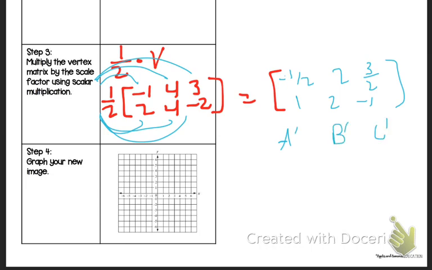Then we just graph them. So A prime is negative 1/2, 1. So back 1/2, up 1, so about right there. That's pretty good actually. Okay, 2, 2, right there. And then 3 halves is 1.5, and down 1. So A prime, B prime, C prime. And you can see it is now a much smaller triangle. So our triangle is shrunk in half, well, by a scale factor of half. Okay, and that is transformations using matrices.